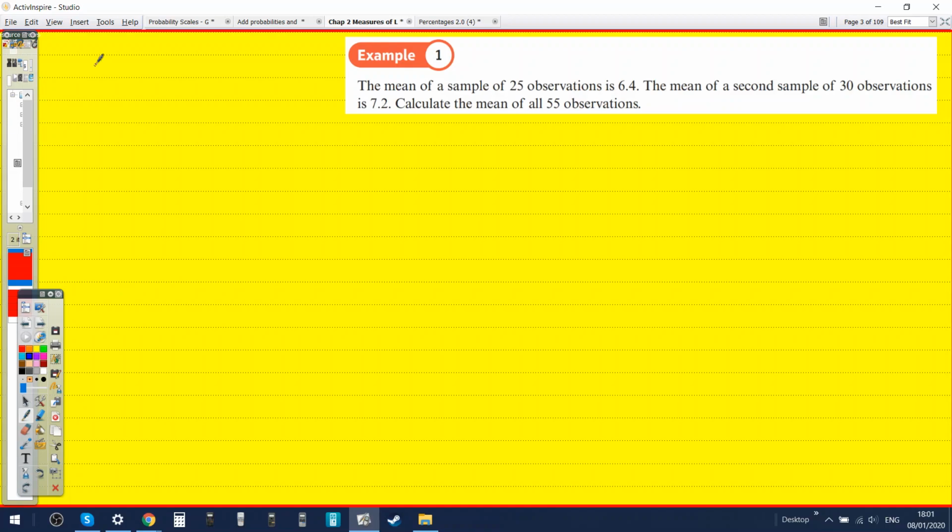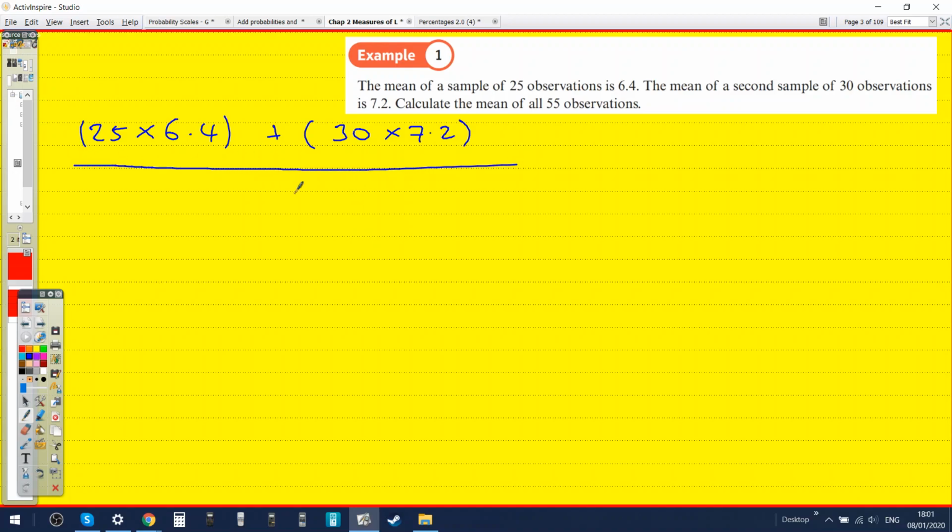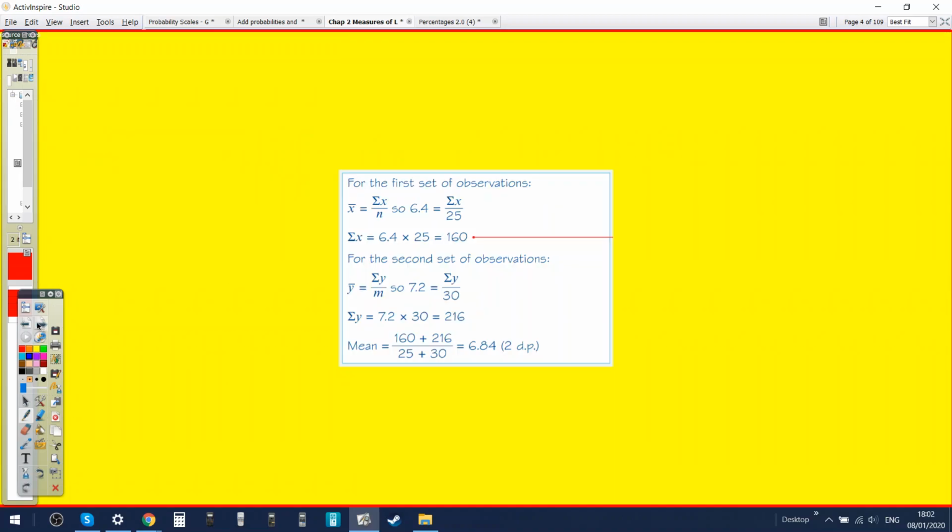So if you do 25 times 6.4 in brackets plus 30 times 7.2, yeah, 30 times 7.2, all over 55. Well done. And you don't need the brackets because of BIDMAS, but they don't hurt. Okay, I'm happy. You'll be fine there.